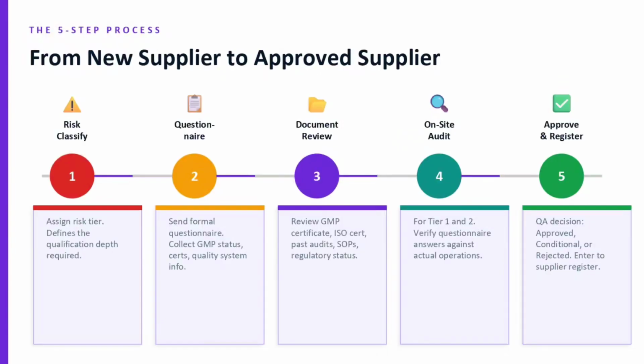Step 4 is the on-site audit for Tier 1 and Tier 2 suppliers. This is where you physically verify that the supplier operates in accordance with what they told you in the questionnaire. We will cover audit planning and execution in dedicated slides. Step 5 is the approval decision and registration. After completing the previous steps, QA makes a formal qualification decision and enters the outcome into the approved supplier list. We will cover the 3 possible outcomes shortly.